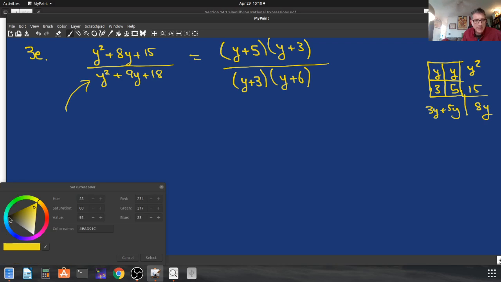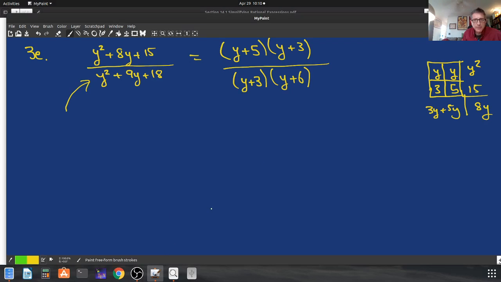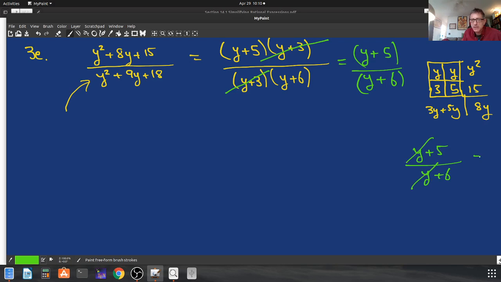So now we're going to cancel out like factors. The y plus 3 cancels, the y plus 3 cancels. The end result is y plus 5 over y plus 6. And the reason I'm telling you just to keep them in parentheses there is because so many students want to do this kind of thing. Y plus 5 over y plus 6. Oh, those two cancel. It's equal to 5 over 6.